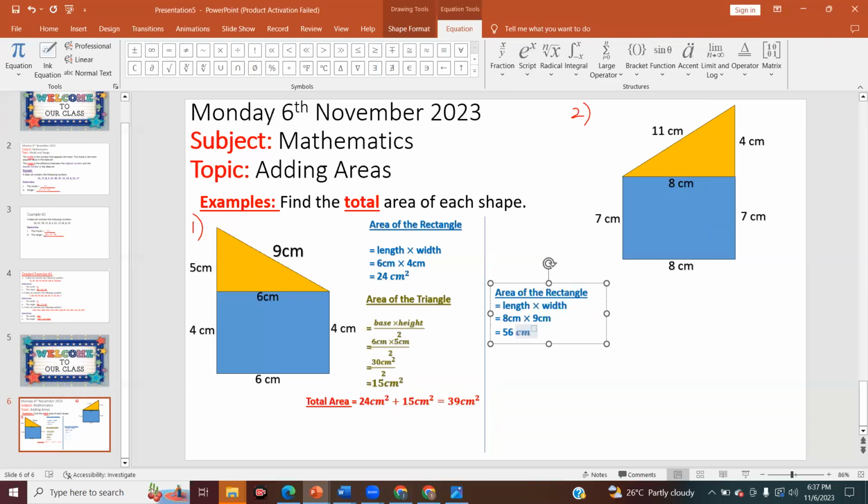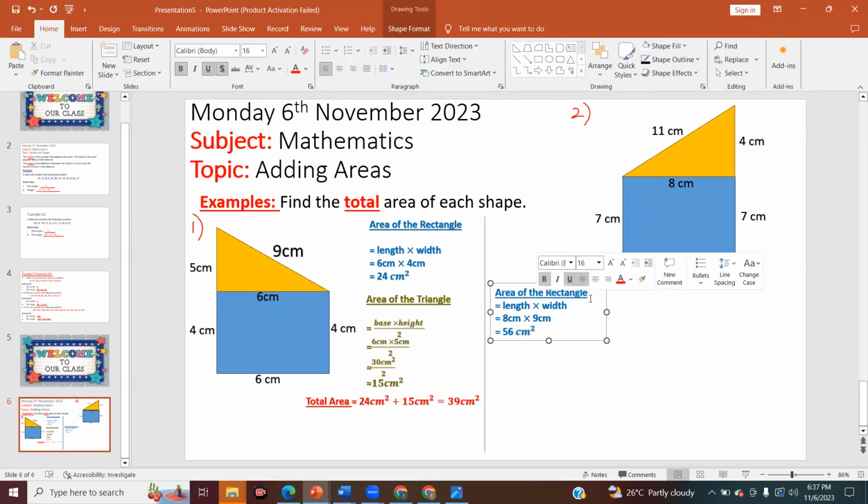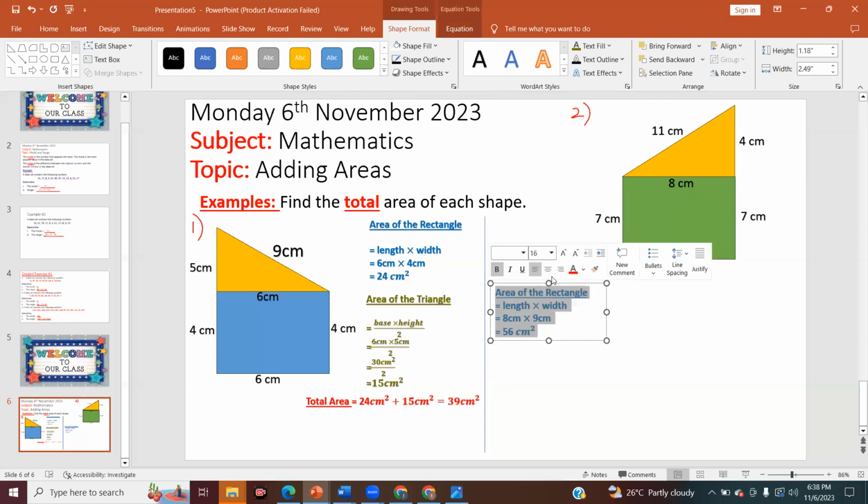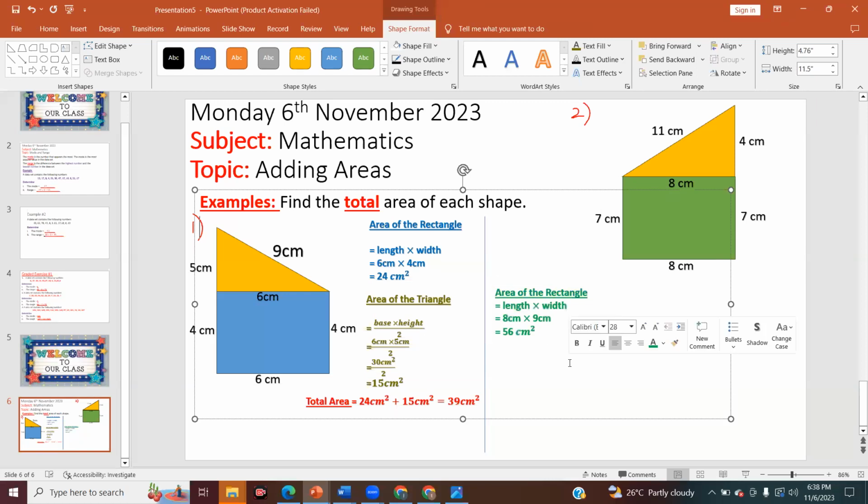So 56 centimeters what? Squared. Good. All right, so that's how we get the area of the rectangle. How many persons got that? The area of the rectangle for this one is 56 centimeters squared. How many persons got that? I got it. Very good, Brianna. Very good, Natalia. For those persons who got it, very good job.